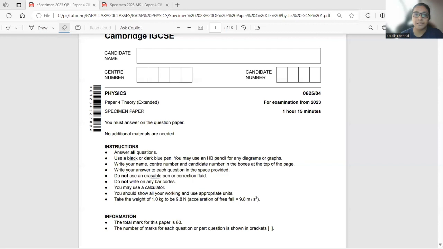My name is Pallavi, and today we are going to solve two questions of the physics theory paper, extended physics theory paper, IGCSE 0625, paper number 4. This is the specimen paper for the year 2023. The time for this paper is 1 hour 15 minutes. You are allowed a black or a blue pen to answer the questions and pencil for diagrams and graphs.